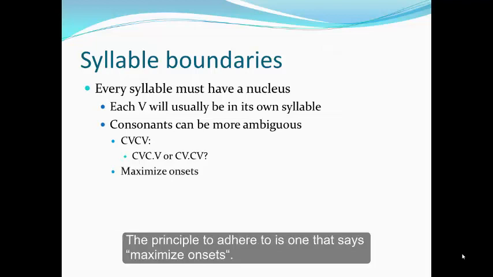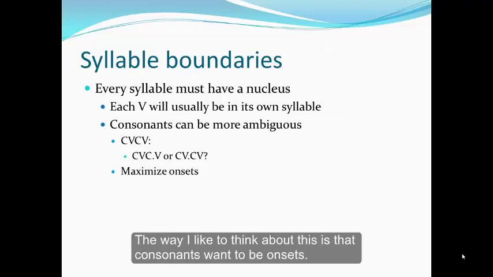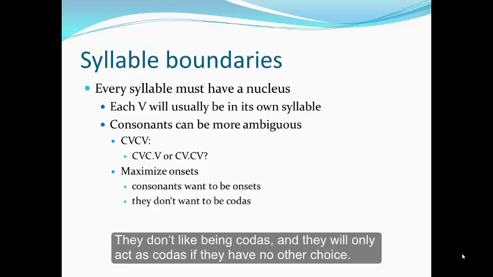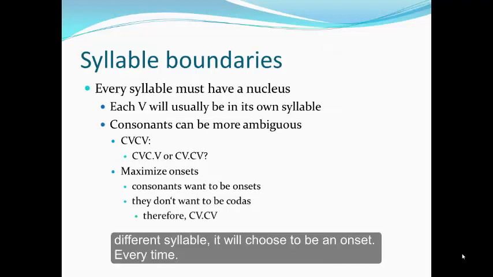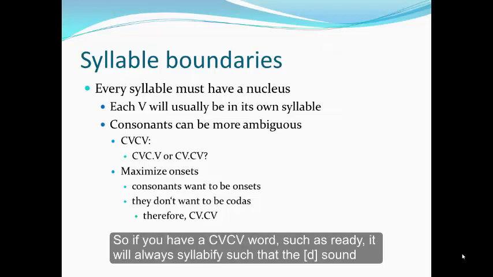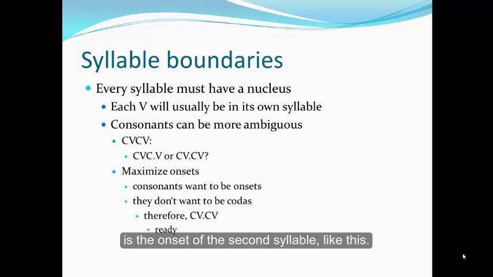The principle to adhere to is one that says, maximize onsets. The way I like to think about this is that consonants want to be onsets. They don't like being codas, and they'll only act as codas if they have no other choice. When a consonant is given the choice to be a coda of one syllable or an onset to a different syllable, it'll choose to be an onset every time. So, if you have a CVCV word, such as ready, it will always syllabify such that the d sound is the onset of the second syllable, like this.